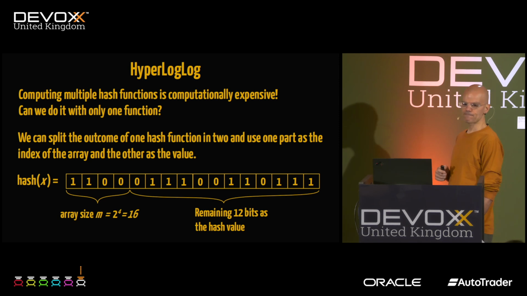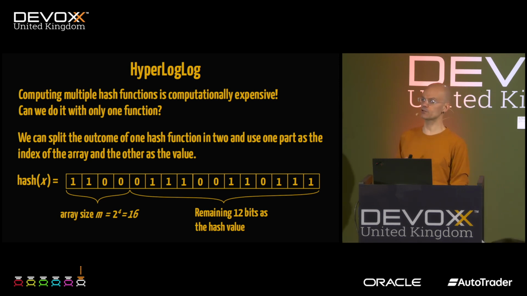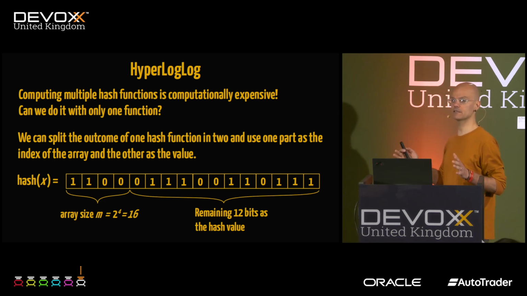So, computing multiple hash functions is computationally expensive. Can we do what we did before in this example with just one hash function? Actually, we can. We can split the outcome of a single hash function and pretend it is more than one hash function.